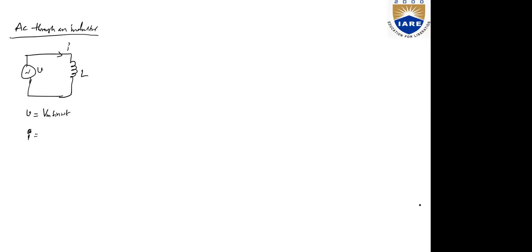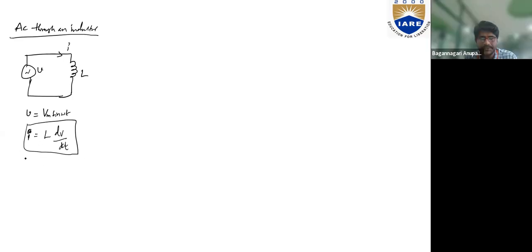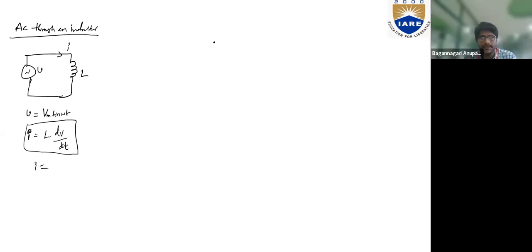N phi by L. Phi by L. Okay, after that, in terms of L, dI by dt. I is equal to L dV by dt, right? Is that the equation derivation we found for the inductor? We calculated the same, right? We found it. So now what will be the equation for this I?